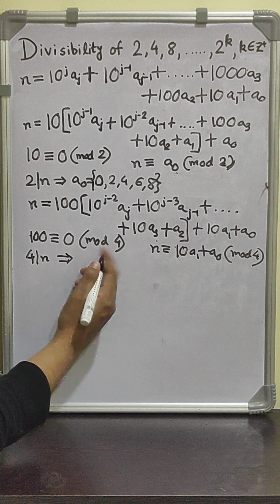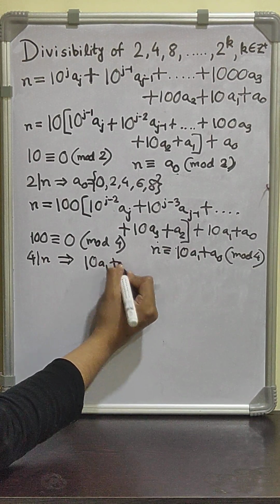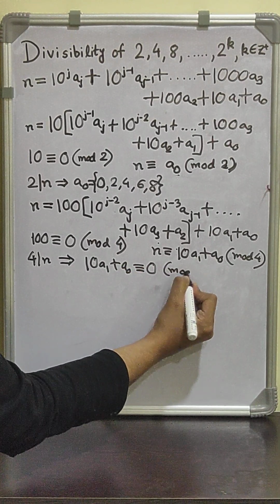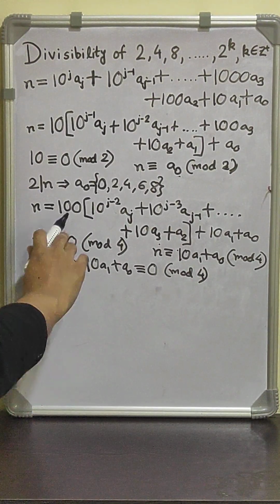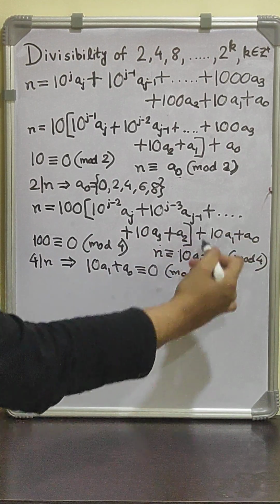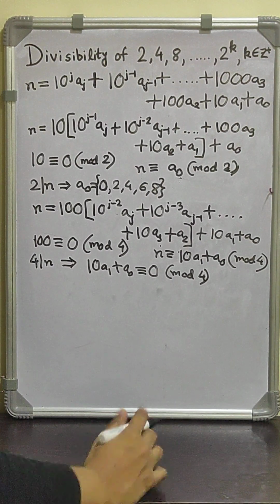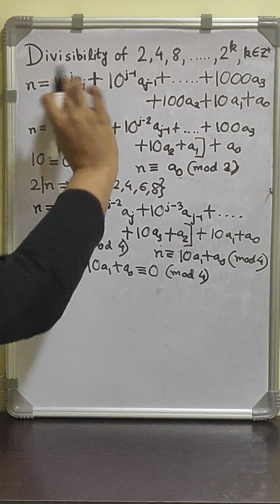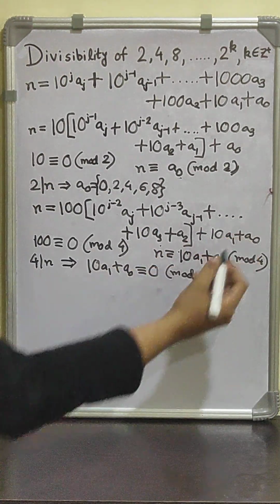And if 4 divides n, then this should leave a remainder of 0 mod 4. That means outside this 100, where 100 is divisible by 4, we should have this part that should be exactly divisible by 4. So in words we can say that this number n will be exactly divisible by 4 when its last two digits are divisible by 4.